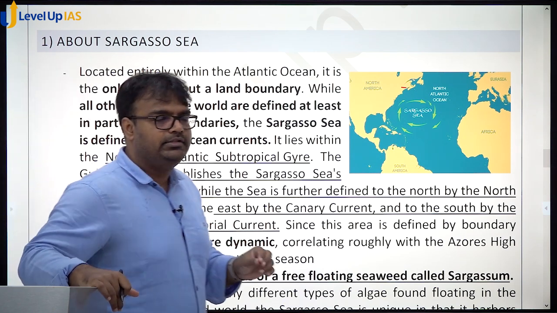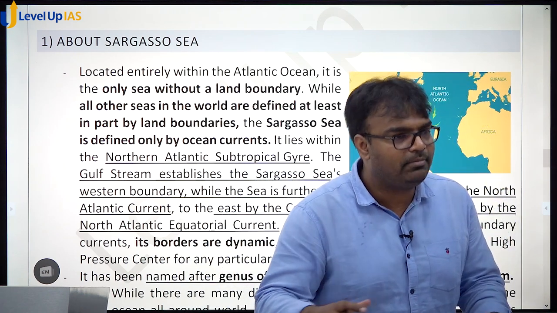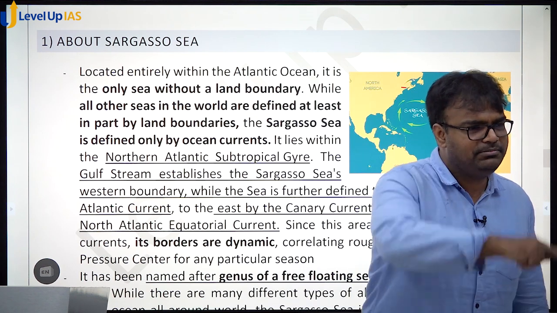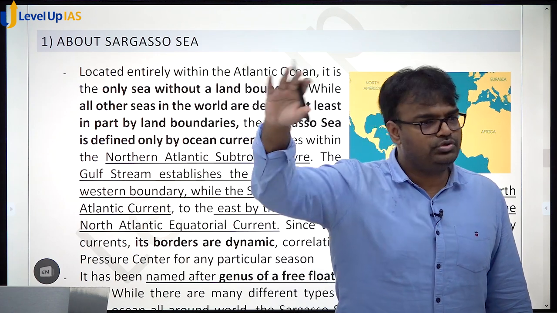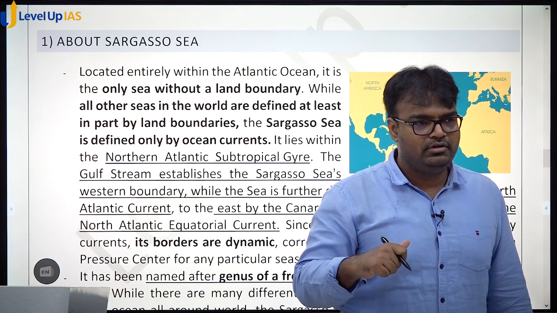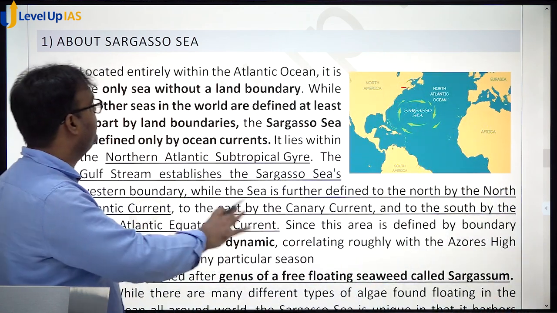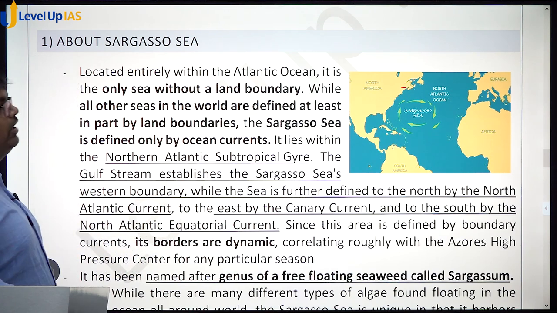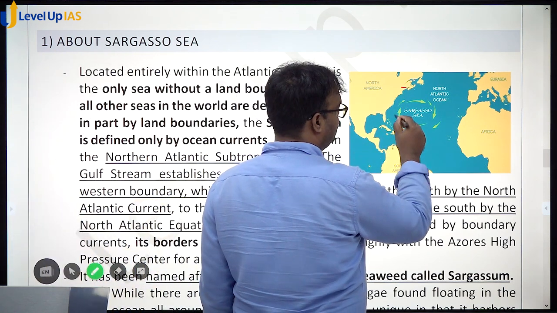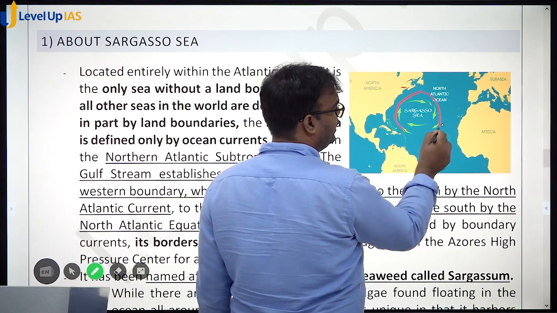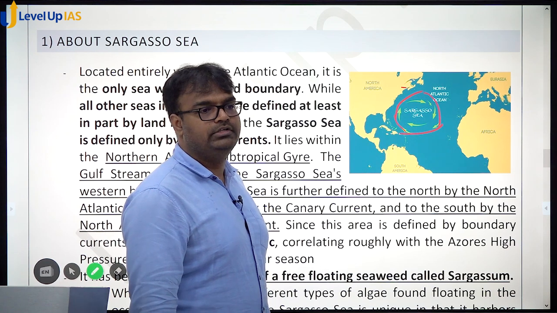Now you would see that other seas, Black Sea, Caspian Sea, are surrounded by land boundaries. Arabian Sea may have a land boundary. Caspian Sea has a land boundary. Oh, sorry, not Sargasso Sea, the Black Sea has a land boundary. But the Sargasso is the only sea in the world which does not have a land boundary. What are its boundaries? Ocean currents. This current, this current, this current, and this current. These ocean currents are the boundary of the Sargasso Sea.